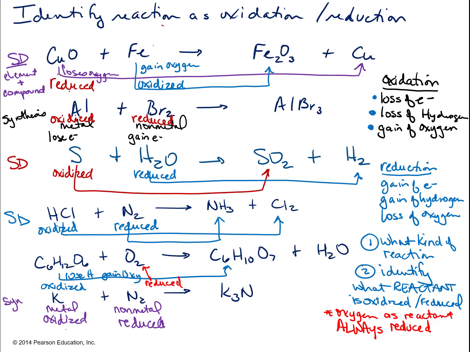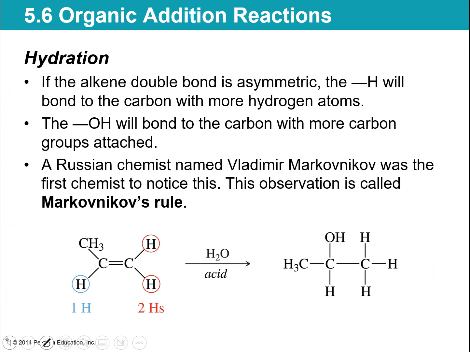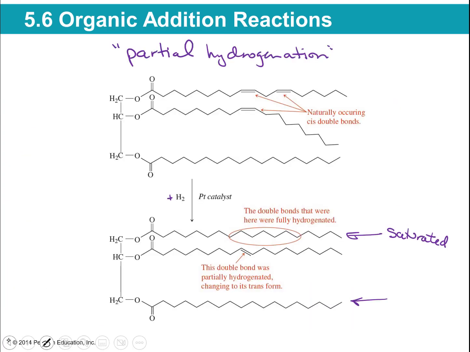Kind of like the second one up at the top, where aluminum and bromine combine to make aluminum bromide. Aluminum loses its electrons, that's why it's oxidized. The bromine gains the electrons, so it gets reduced. Okay? All right, so then also, the other one that we were talking about last time.